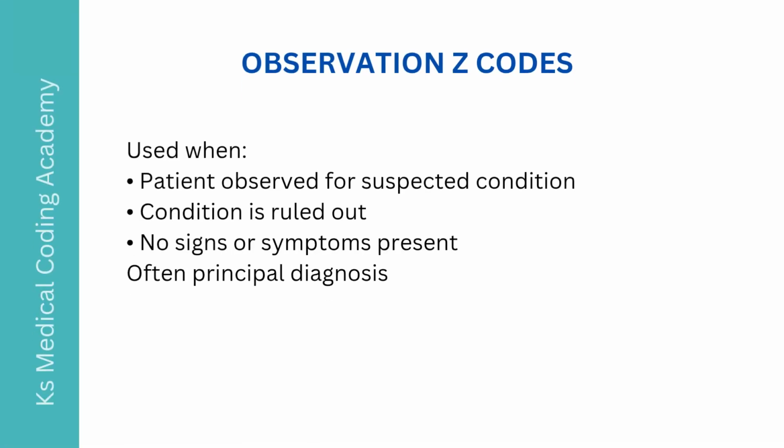Observation Z codes. Observation codes are used when a patient is being observed for a suspected condition that is ultimately ruled out. These codes are typically used as the principal diagnosis. They are used only when no signs or symptoms are present.